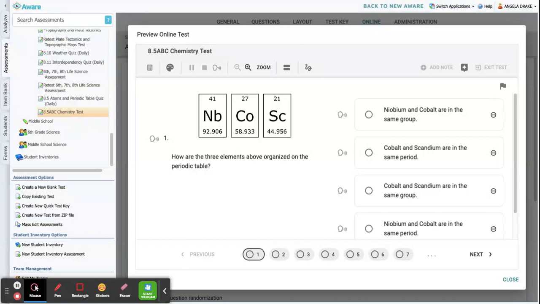So you have number 41, and I have number 27, and I have number 21. Now, if I look at the periodic table, I notice that SC and CO are in the same period, but that's about all I see so far that they have in common.